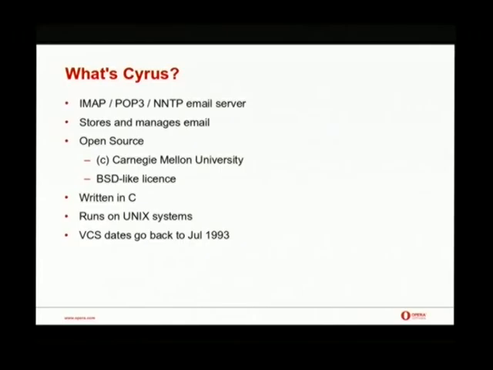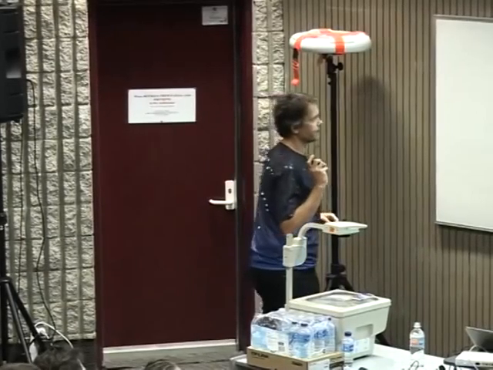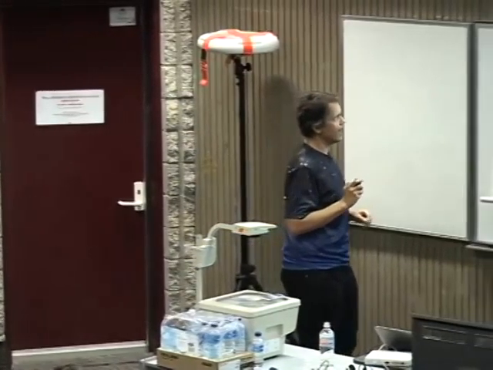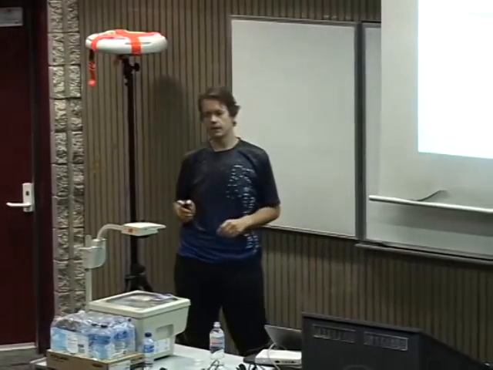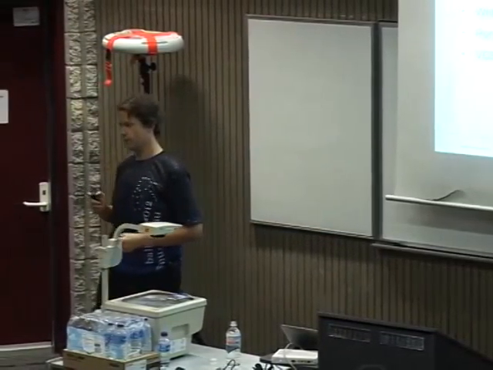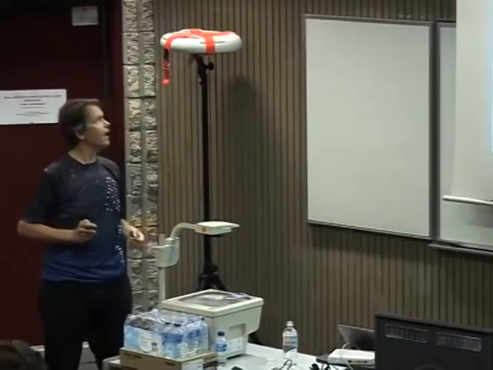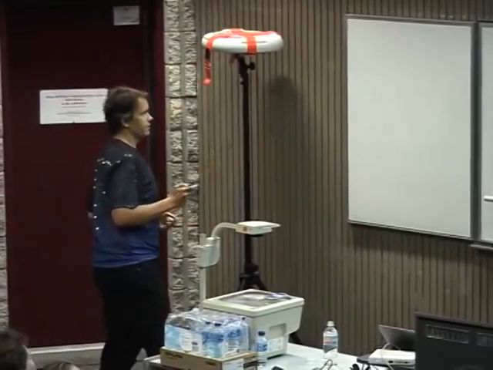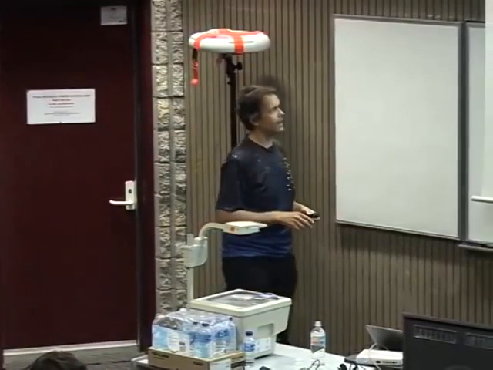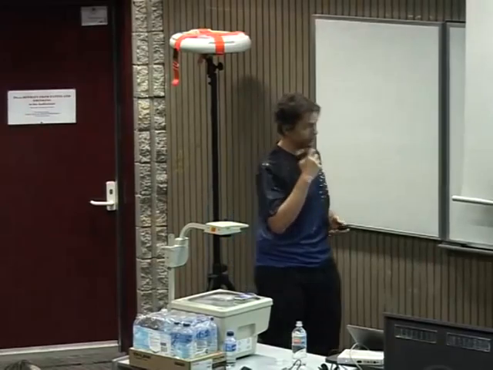What is Cyrus? It's an IMAP and several other protocols that don't matter, email server, which stores and manages email. It's open source. It's from Carnegie Mellon originally. And it's a BSD-like license. It's almost exactly the three-clause license with an extra clause they're putting there to confuse you. It's written in C. It runs on Unix systems. And the version control system dates go back to July 93, so it's not exactly a spring chicken.